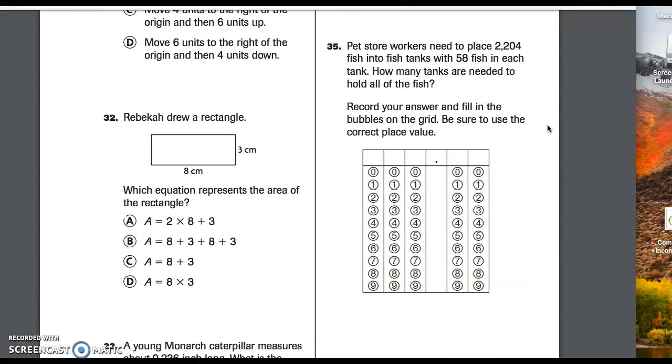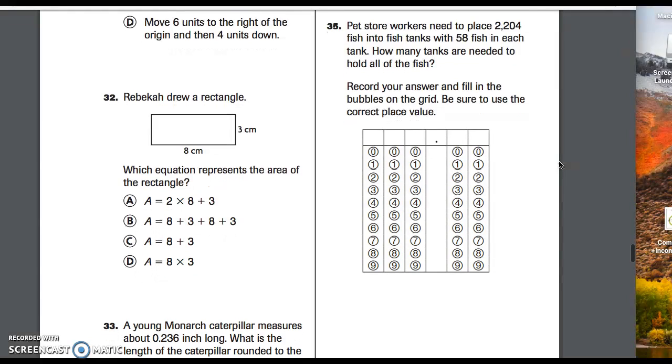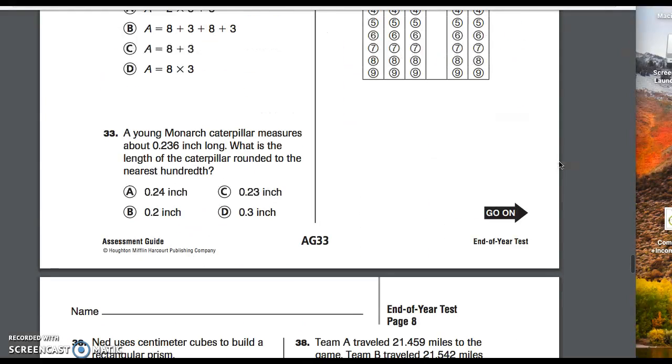35. Pet store workers need to place 2,204 fish into fish tanks with 58 fish in each tank. How many tanks are needed to hold all the fish? Record your answer and fill in the bubbles on the grid. Be sure to use the correct place value.